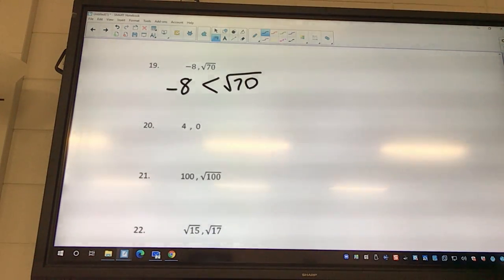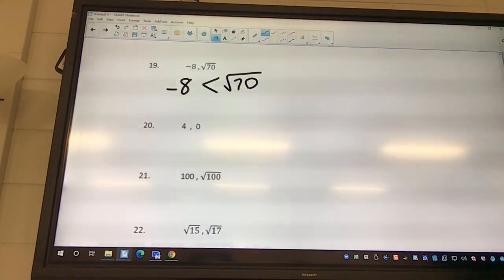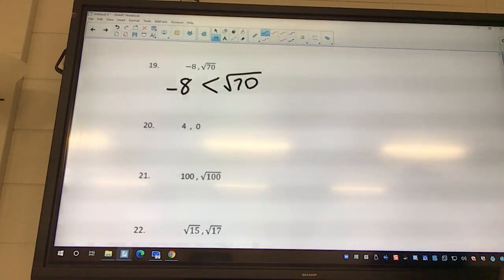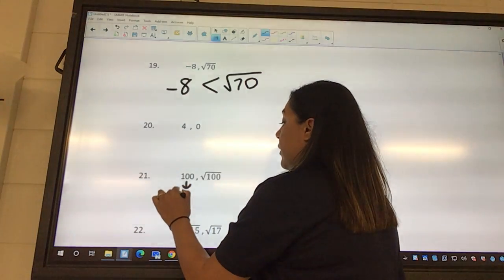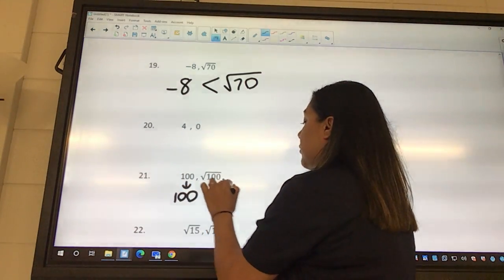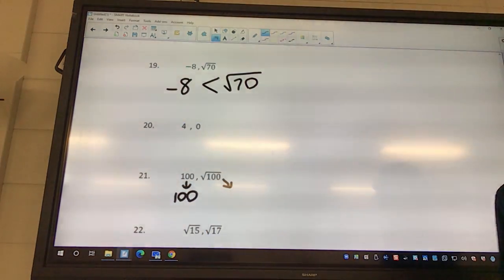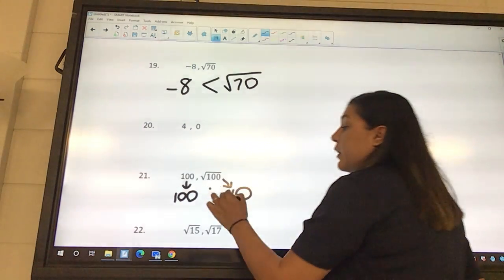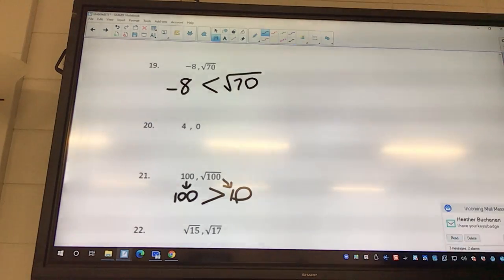Then we have 100 and the square root of 100. So the 100 is still going to be 100. What is the square root of 100? 10. So what is bigger? The 100. So your alligator mouth should be eating 100.